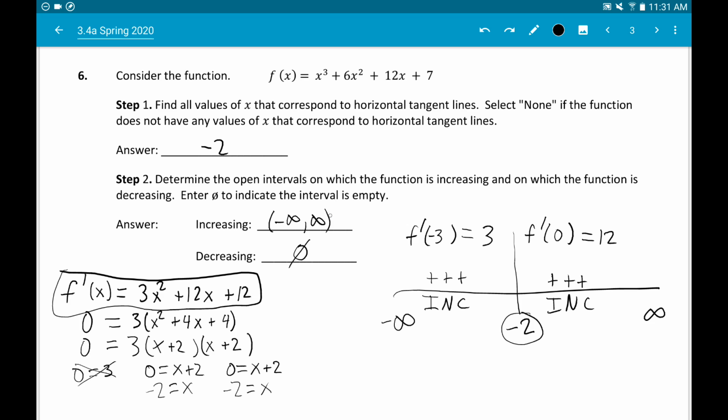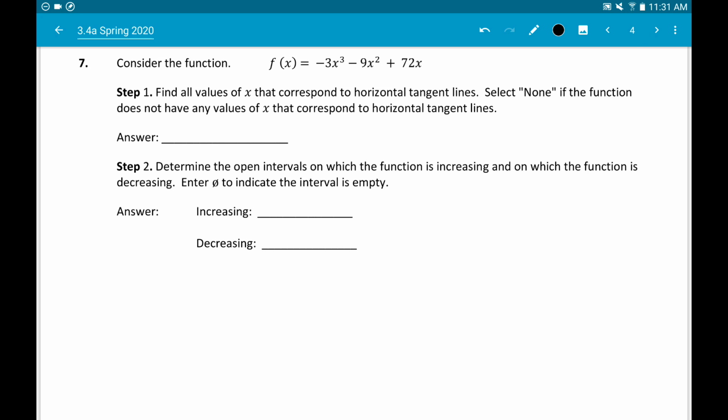Again, in number 6 here, one solid increasing interval from negative infinity to infinity. That's actually not going to happen on this one. Okay. But let's go try to work it out in the same fashion. So let's start with our derivative again.